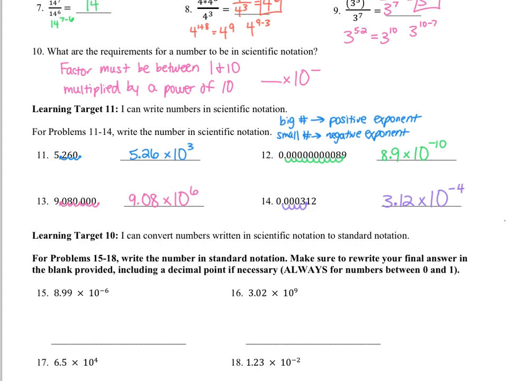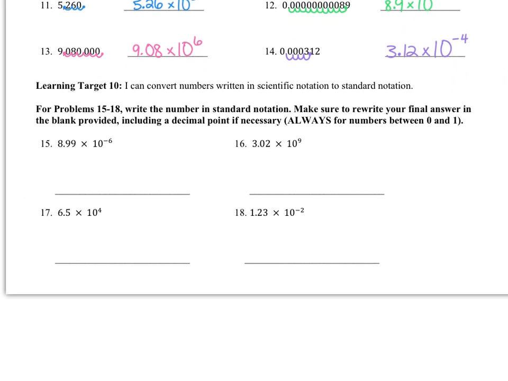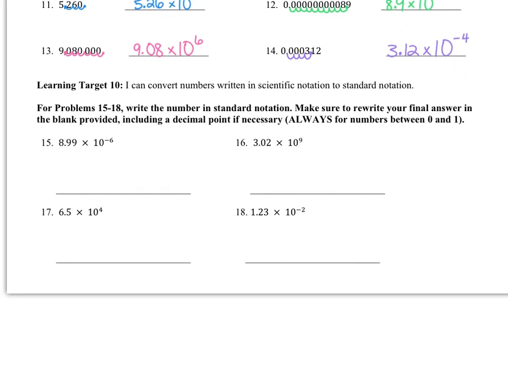So the next learning target is going the other way. Learning target 10: I can convert numbers written in scientific notation to standard notation. The same idea goes when you have a positive exponent, that's a big number, and when you have a negative exponent, that's a small number.